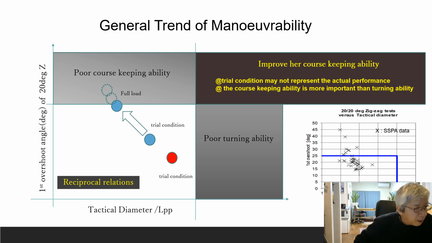For example, the conventional rudder case is going in this direction, and some vessels are suffering from poor course stability like this. SSPA presented many cases of that kind of vessel. On the contrary, the gate rudder is here for the trial condition, but in the operation condition we can expect the best position, the balanced position, with not only course stability but also turning ability. So this is our design philosophy, the design purpose of the gate rudders.